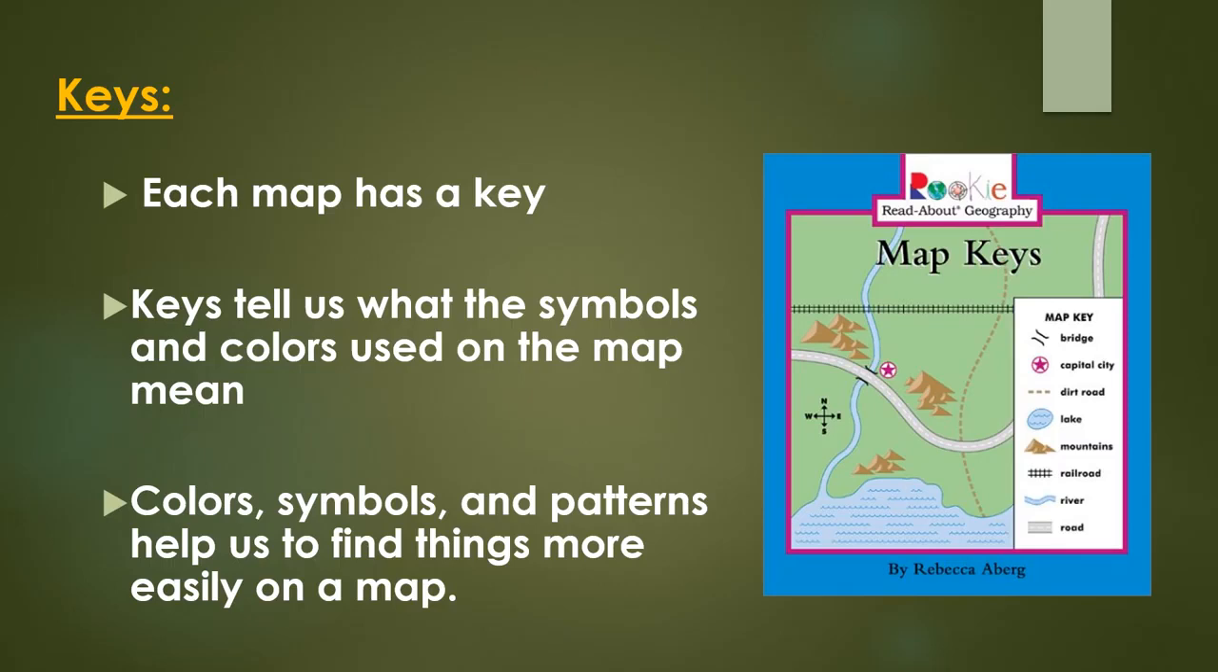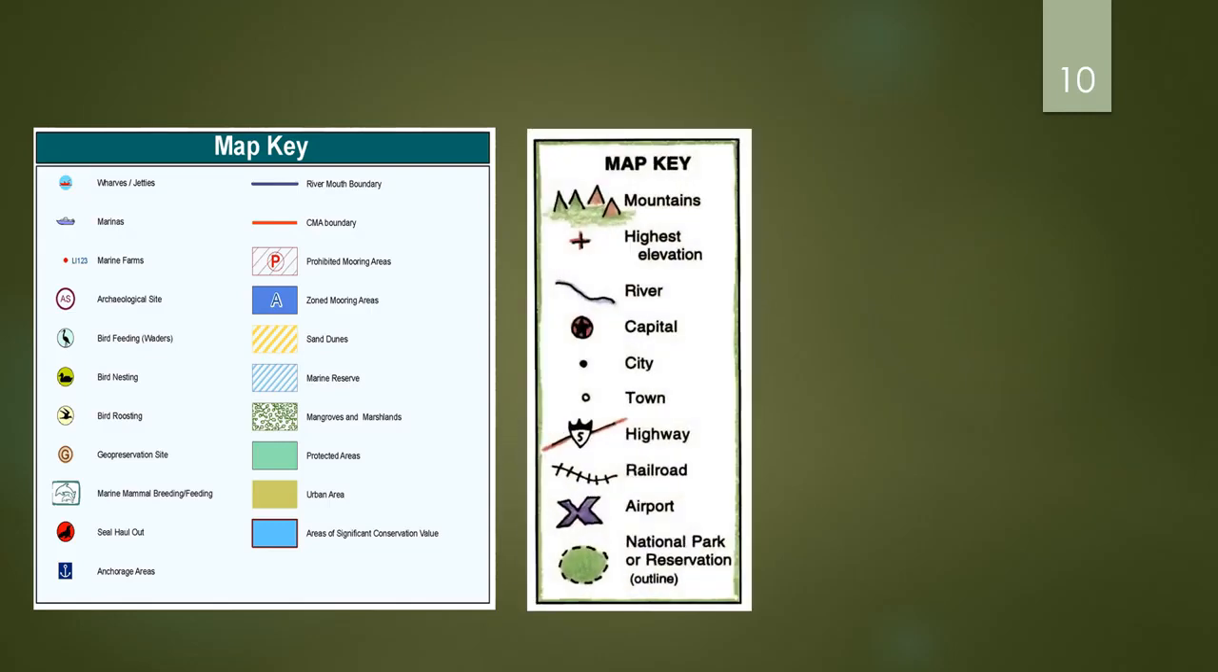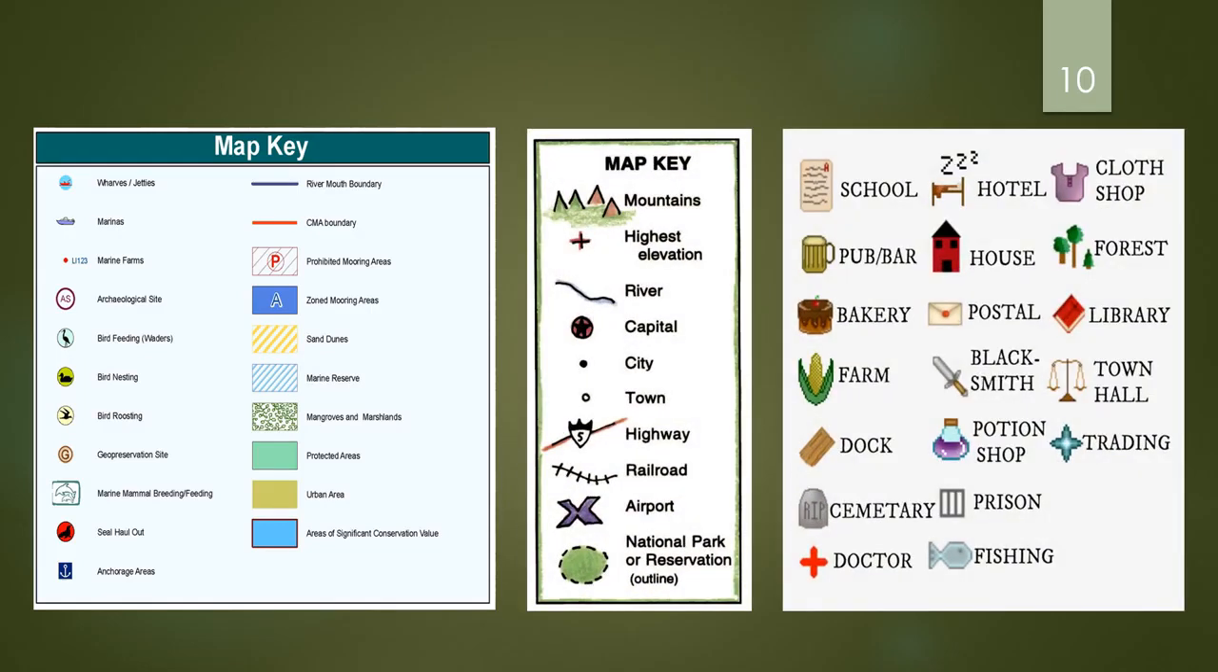Dear students, every map has a key, but the important point here is that the keys vary from map to map, as every map has specific information. So its key is also relevant to that map. Here different keys are shown on the screen. You can get the information about what kind of information is given in this map and how the key is helpful.